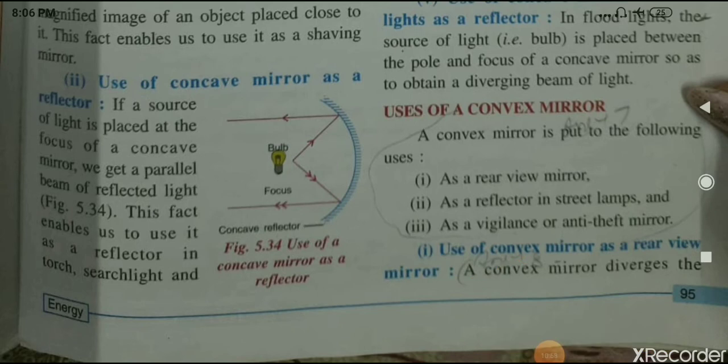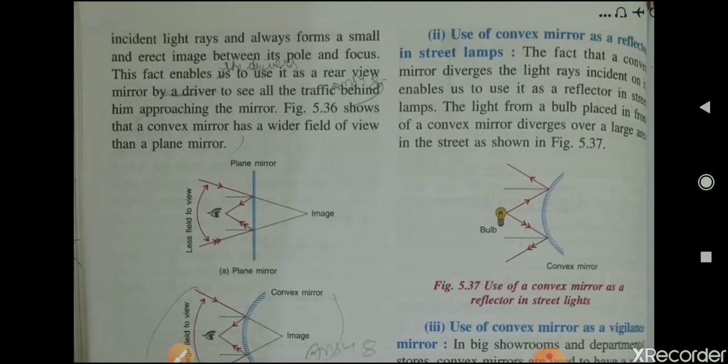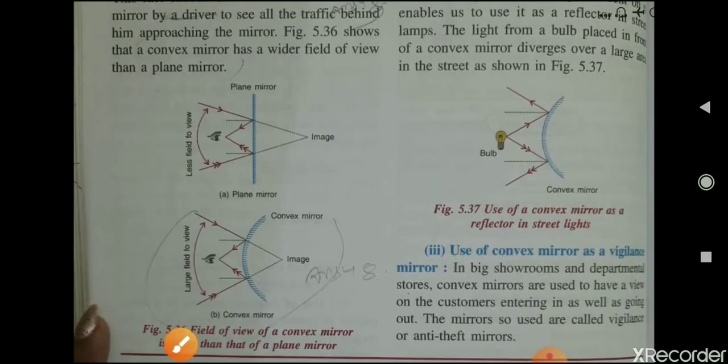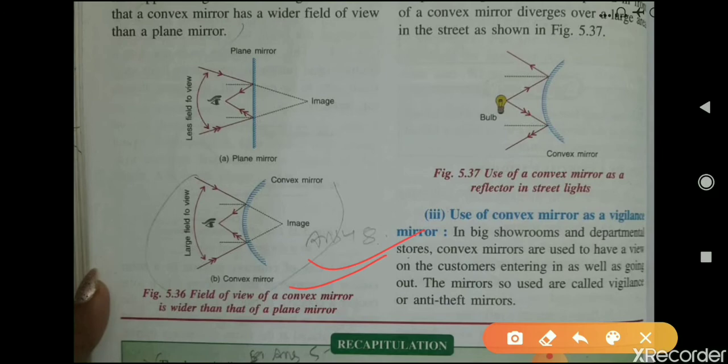A convex mirror diverges the incident light rays and always forms a small erect image between its pole and focus. This fact enables the driver to use it as a rear view mirror and to see all the traffic behind. Okay, so you have to write till here and you have to draw this diagram.